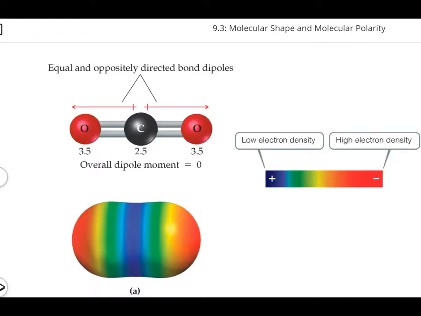This diagram is showing an electron density graph. This is from our Pearson textbook for Mastering Chemistry, section 9.3. So here is carbon dioxide, and again we have carbon in the middle and we have the oxygens on the outside. These numbers represent our electronegativity values, they're just rounded. So again, we can see that the vectors are equal but opposite. That means the overall dipole moment is 0. We are not creating dipoles. Since there is no dipole, it is overall nonpolar.